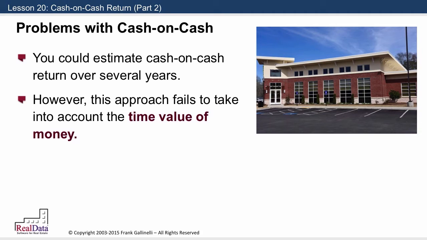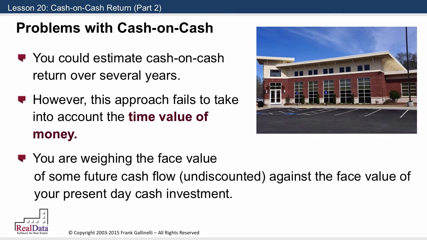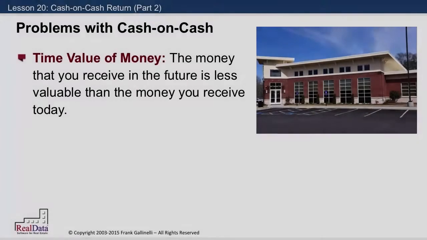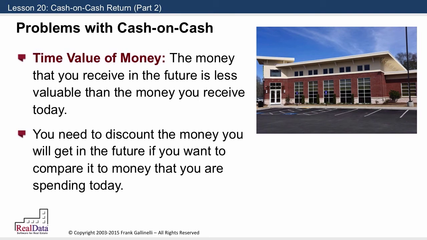If you look at, for example, the cash flow that you anticipate in year 2 or year 3 or 5 or year 10, and then weigh that against the cash investment, you are weighing the face value of some future cash flow, undiscounted, against the face value of your present-day cash investment. There's a time value to money, and the money that you receive in the future is less valuable than money you receive today. You've got to discount the value of the money that you're going to get in the future. Certainly you need to discount it if you're going to compare it to money that you're spending today.